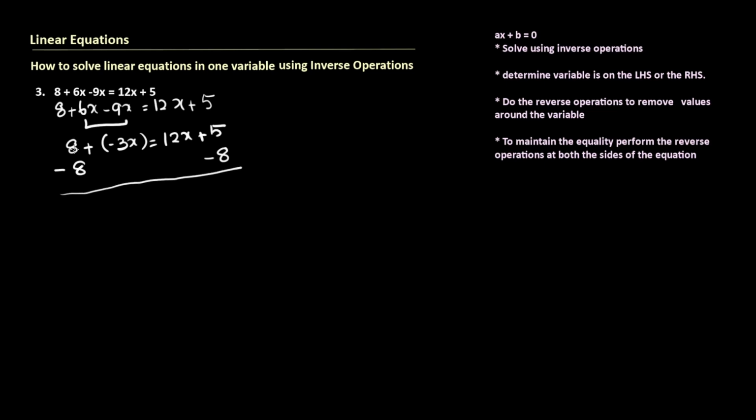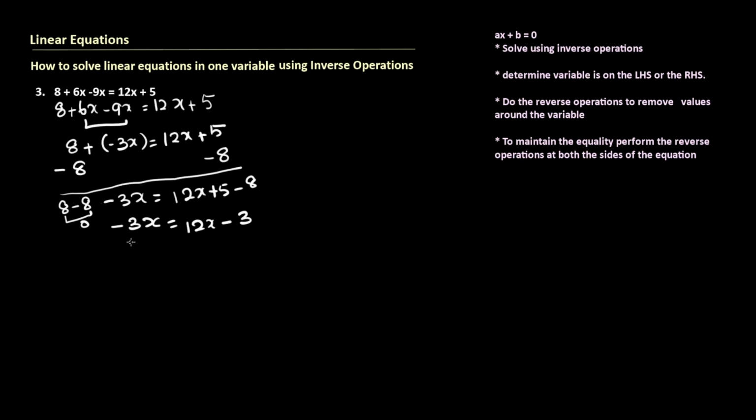That makes our equation 8 minus 8 plus minus 3x, which becomes minus 3x, equal to 12x plus 5 minus 8. So 8 minus 8 becomes 0, so only minus 3x remains on our left hand side, and our right hand side becomes 12x. 5 minus 8 is minus 3.